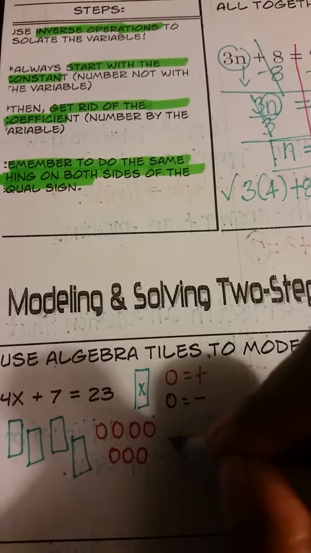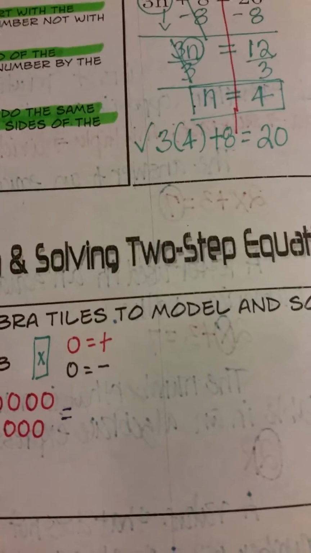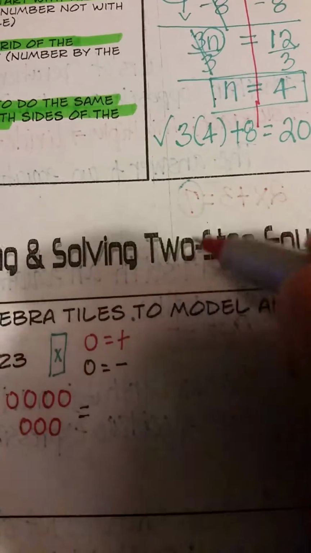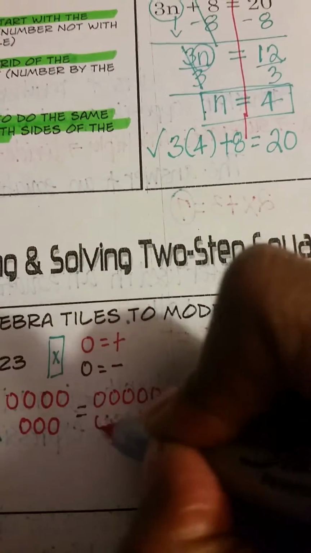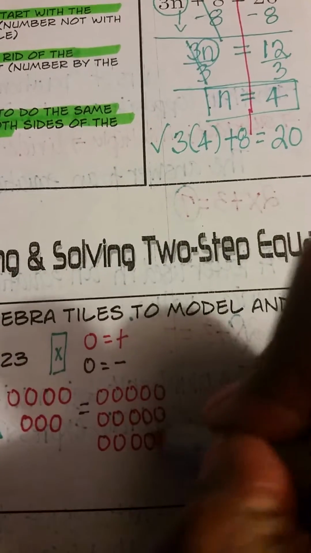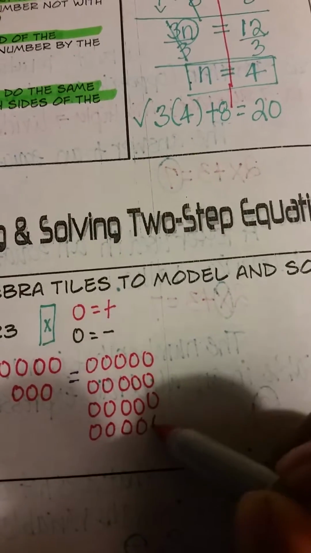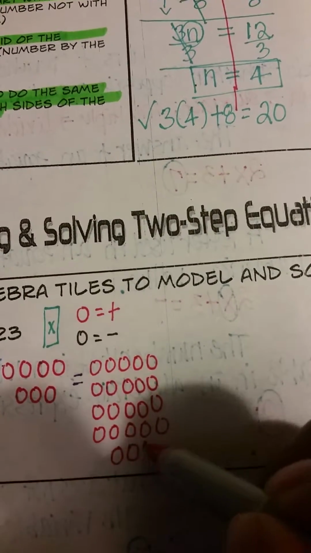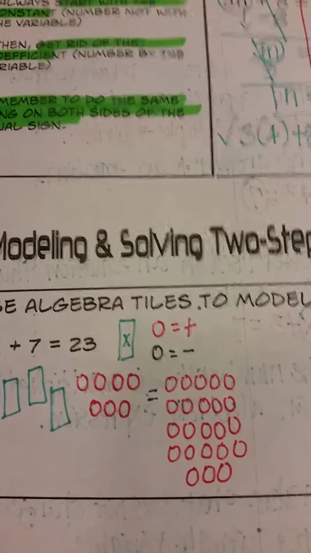Equals. And I need 23 positives on this side of the equal sign because it says 23. So 1, 2, 3, up to 23. Okay, so I just modeled 4x plus 7 equals 23.